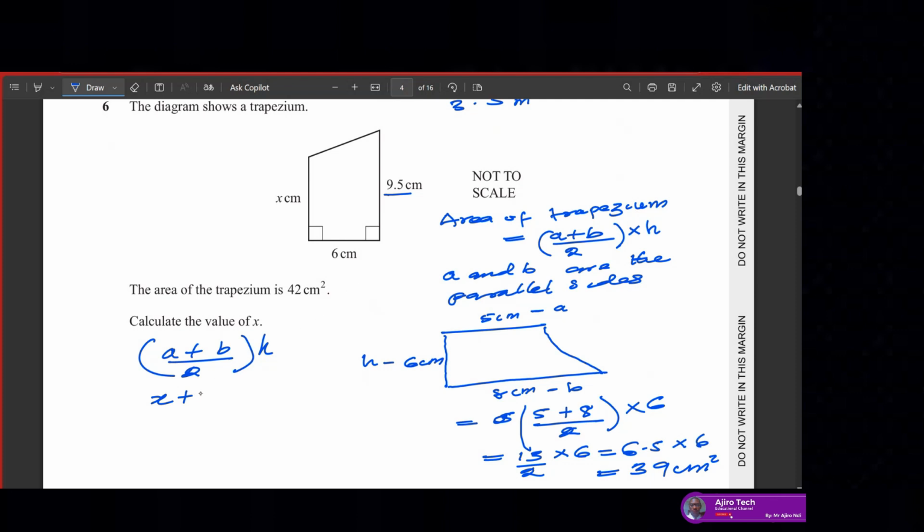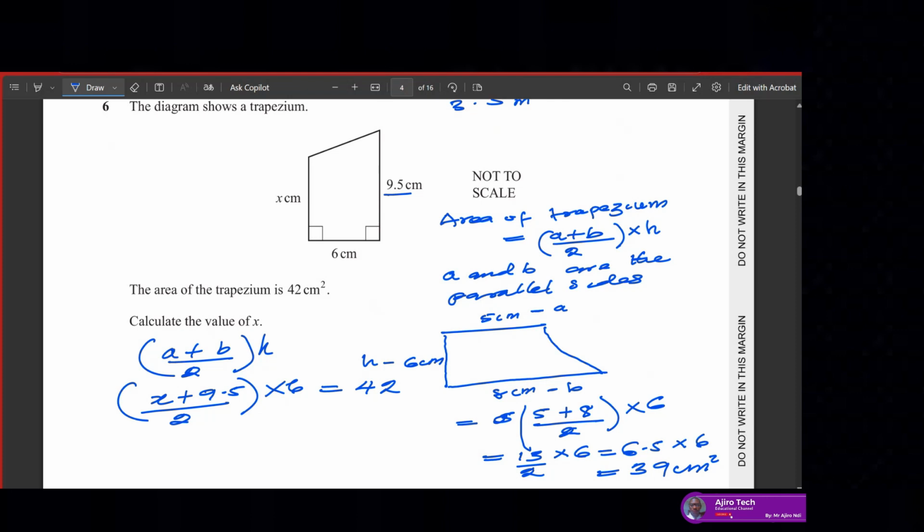B is 6. No, 9.5. This side. Okay. So what is the height? 6. Good. And that equals to what? The area is 42, right? So do you understand this? Yes. Can we move on?